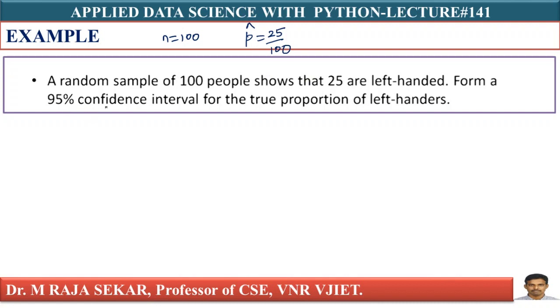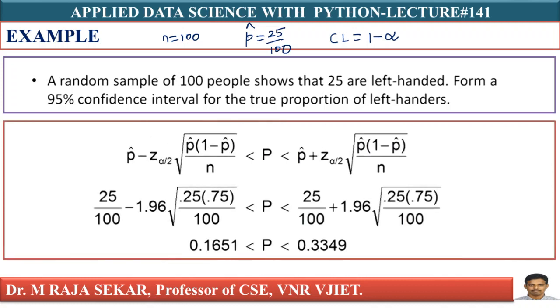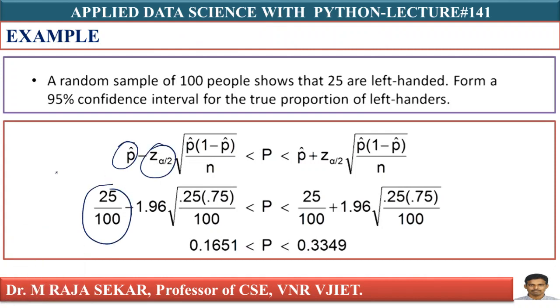Form a 95% confidence interval. 95% confidence interval means what is my confidence level? 1 minus alpha, isn't it? Yes. How can I find this? How can I say confidence interval? This is the formula. What is my formula? This is a simple formula. As I told you, we know what is p cap. At Z alpha by 2, at 95%, in previous lectures I discussed the Z alpha by 2 value for 95% confidence is 1.96. I am just substituting these values, nothing more than that.